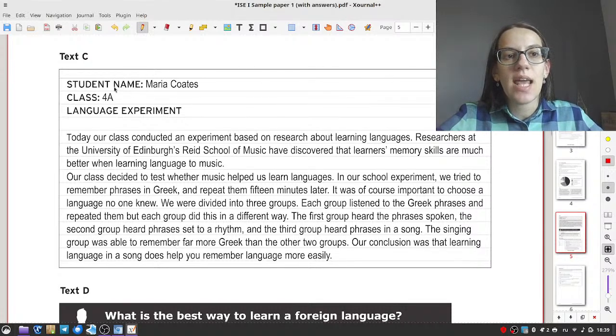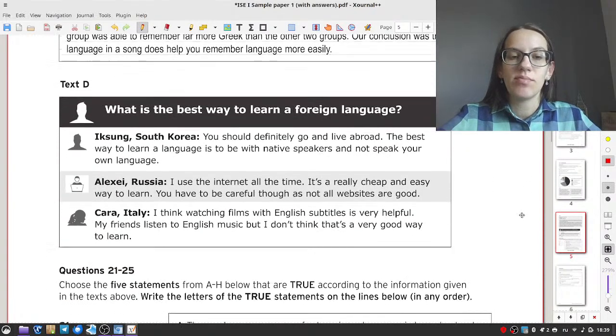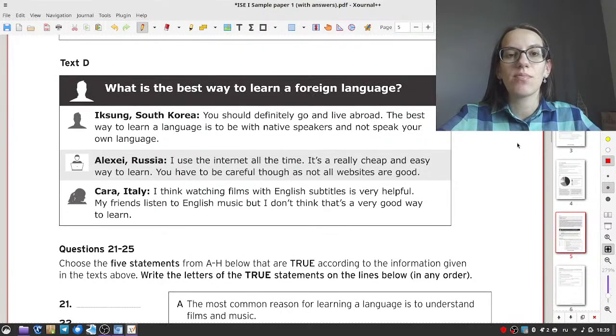We have student name, class, language experiment. We just quickly look at the title. So it's some sort of a report, a report about an experiment. And text D, again, maybe not the most standard idea of a text, not the first thing you would think of when you think of the word text, but again, it is a text, it conveys information.